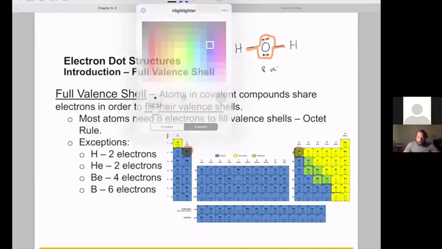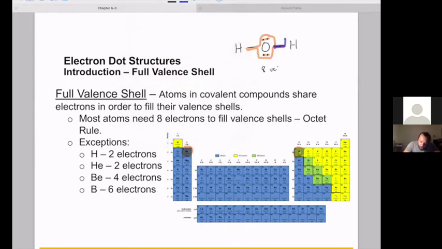Hydrogen only needs 2, and it gets those 2 from this bond right here, right? A single bonded hydrogen, which is always what you're going to see, has 2 valence electrons. So each of my hydrogens, just to be good, I'll show here, this hydrogen has this pair of electrons, right?